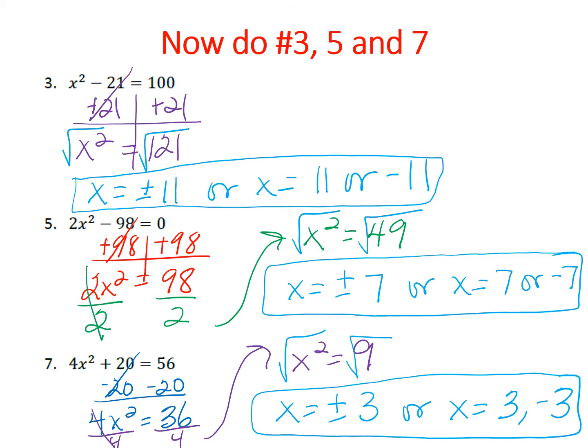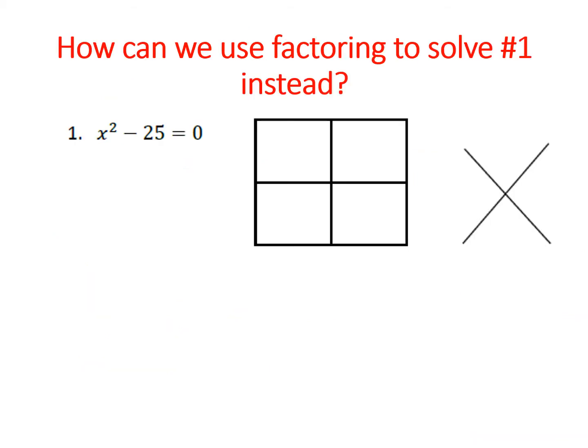But now, I want to go back to question number 1, and I want to show you that we can use factoring to solve this question instead. So remember with factoring, notice I've already drawn in the blocks and the x, but when we see this, because there's only 2 terms, remember we can write that as x squared plus 0x minus 25.